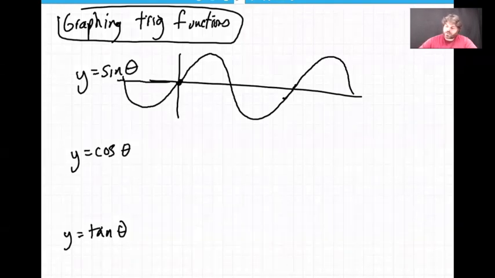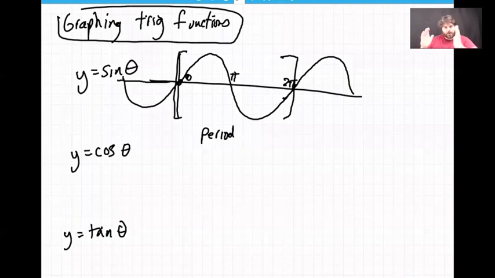Okay, so this is what we call a period. It's one full rotation, so up, down, and up. That's a period. All right, so this is pi and this is 2 pi. It always goes from 0 to 2 pi in a normal period.